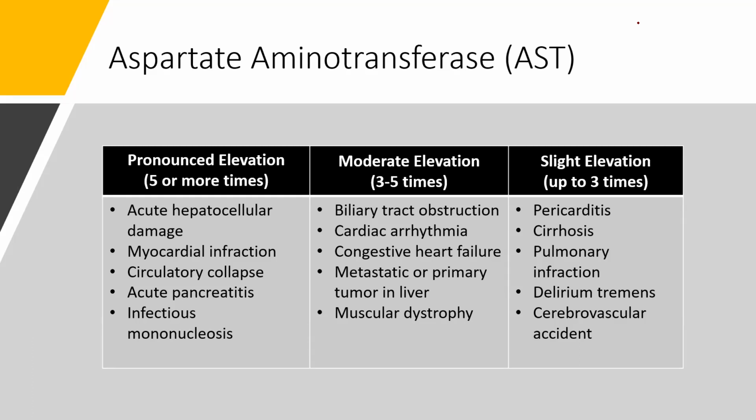Pronounced, moderate, and slight elevation. As you will notice, there is no exact figure because the values vary. Pronounced is 5 times more than our normal value: acute hepatocellular disease, myocardial infarction, which always comes up, circulatory collapse. What is circulatory collapse? Shock. Also acute pancreatitis, infectious mononucleosis. For moderate elevation, we have biliary tract obstruction, cardiac arrhythmia, congestive heart failure. For slight elevation, we have cirrhosis and pulmonary infarction.